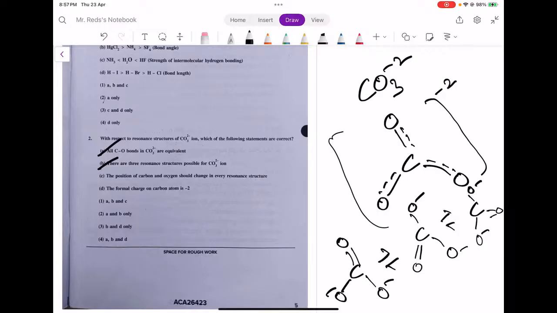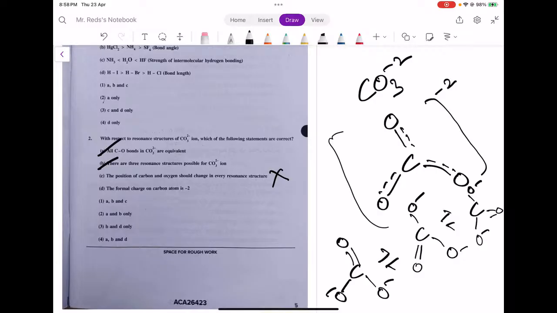Next, the position of carbon and oxygen should change in every resonance structure. There is no change in the position of nuclei or atoms in the resonating structures or canonical structures. But in the given statement C, the position of carbon and oxygen should change in every resonating structure. This is not possible. So statement C is wrong.